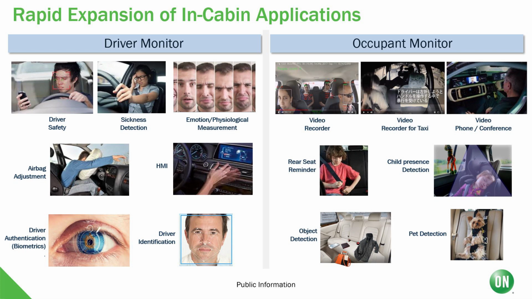New and emerging applications in the automotive space is occupancy monitor, moving beyond just the driver. And common types of applications for this can be reminder and detection of a child in the back seat, reminder detection of objects, and also video recording, for example, in a taxi type of use application, and even detection that your pet is in the backseat.